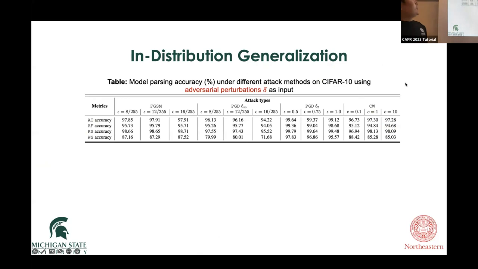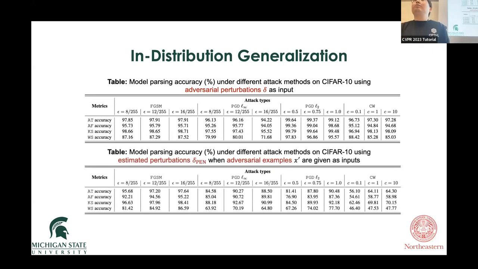As you can see, very surprisingly, you can achieve more than 90% model parsing accuracy from the attack instances, only using the learned model parsing network. This applies to every category of model attributes. Now let's move to a more practical case. We still consider the same evaluation, but we use the adversarial examples as the input of the model parsing network. Given the adversarial example as the input, you have to estimate the perturbations from the adversarial examples and then feed them into the model parsing network to estimate the model attributes hidden behind these adversarial attack instances.